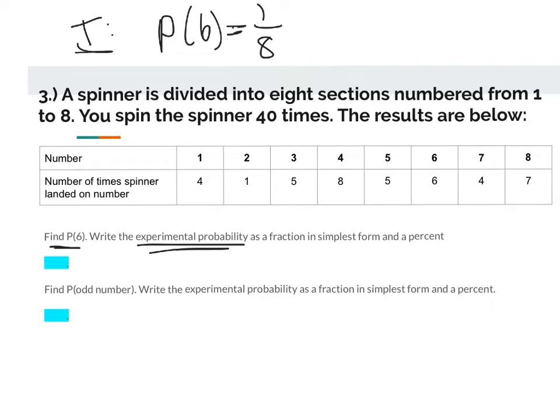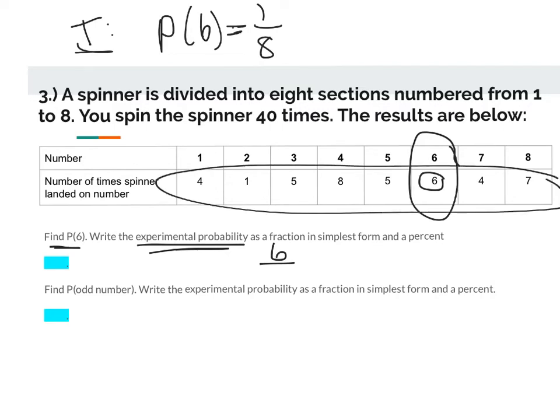So for experimental probability, we are going to put the number of favorable outcomes over the total number of outcomes. So for this one, the probability of a 6, right here is the number 6, and the number of times the spinner landed on the 6 was 6, right? So for the number of favorable outcomes, it would be 6, because they landed on it 6 times, out of a total of 40 outcomes. So 6 over 40 would be the experimental probability of spinning a 6.